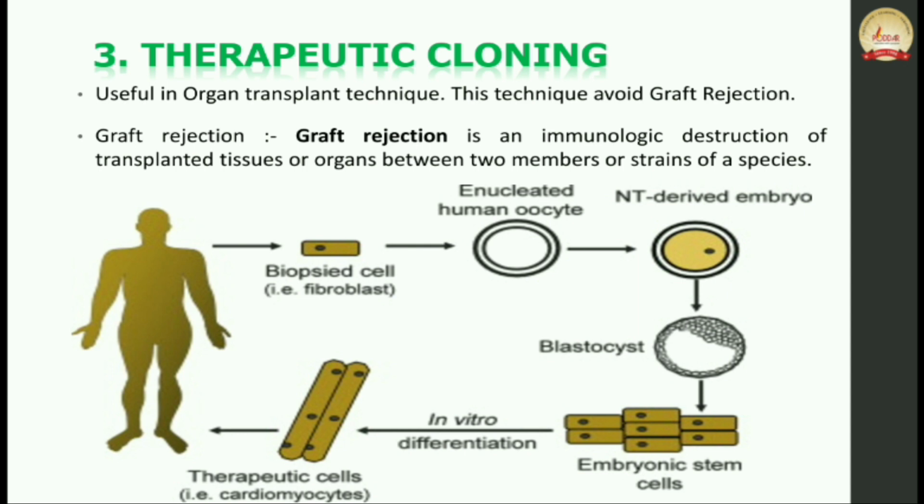If a patient has organ failure, then we take out a biopsy cell from the body, and an enucleated human oocyte is implanted with the biopsy cell and forms a blastula. These blastulae are cultured and form embryonic stem cells, and after the embryonic stem cells undergo in vitro differentiation, they are implanted into the patient's body.